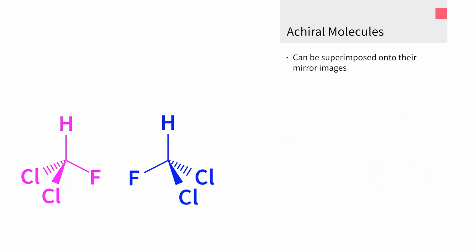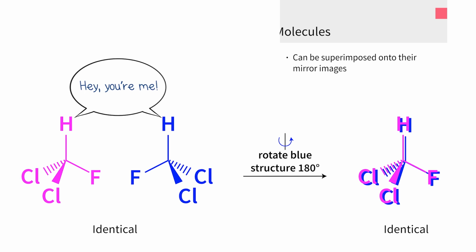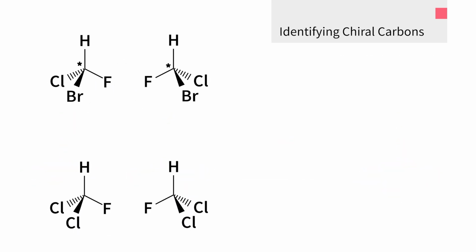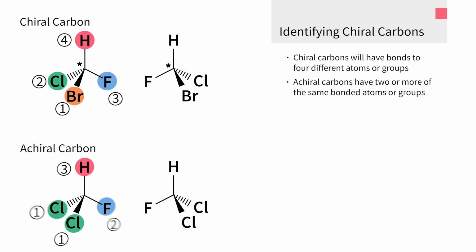Now, look at these two molecules that are also mirror images of each other. In this case, all of the atoms can be superimposed by rotation, so they are achiral, and the molecules are actually identical. This provides a useful shortcut to identify chiral carbons. Chiral carbons will have bonds to 4 different atoms or groups. This means that if two of the same thing are bonded to a carbon, that carbon is, by definition, not chiral.